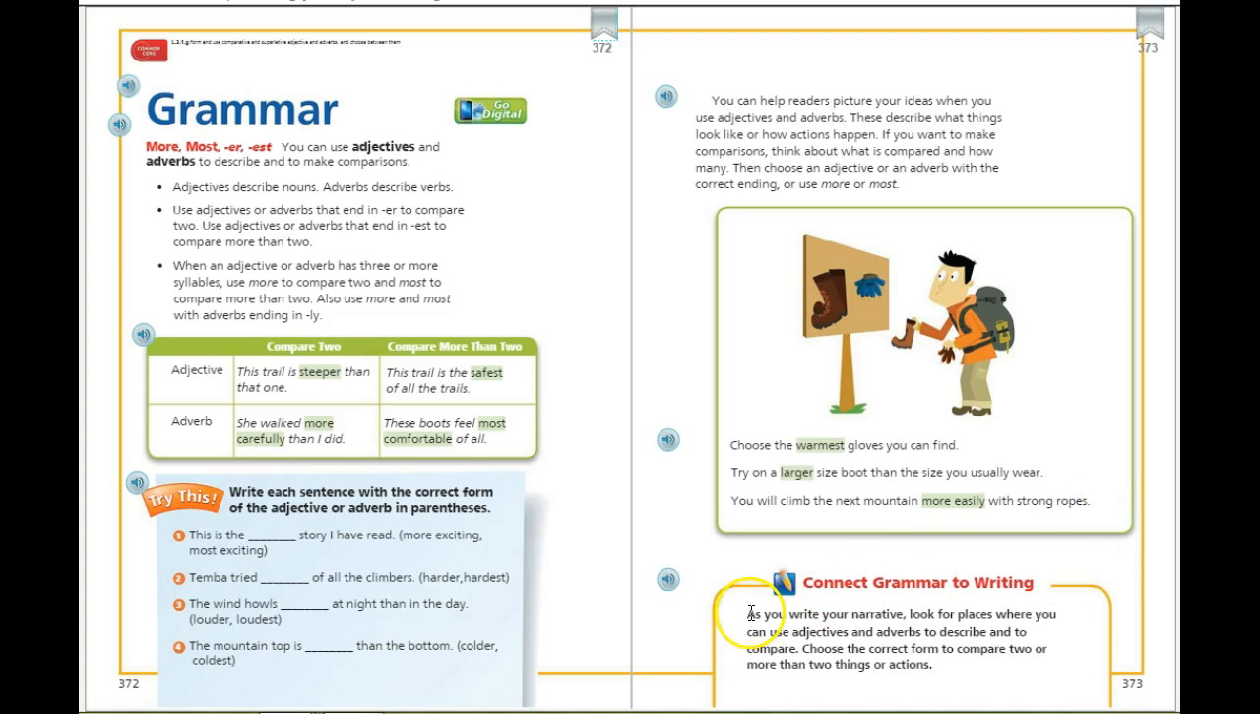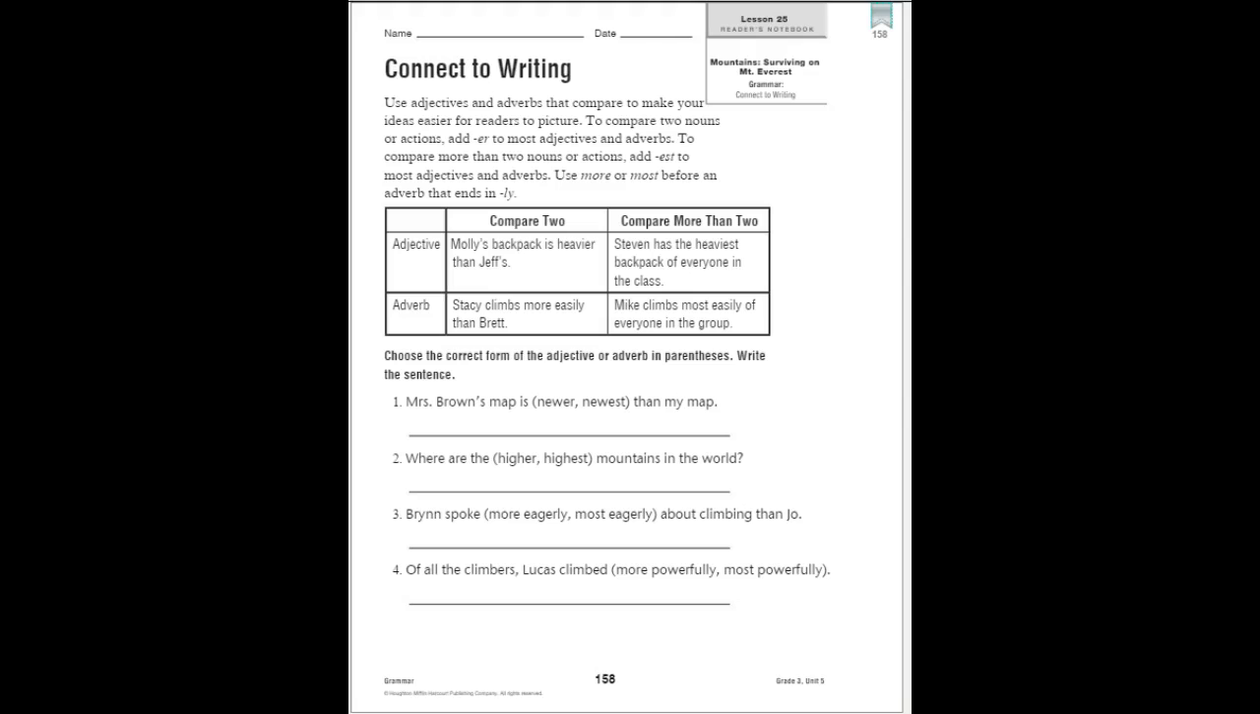Okay? As you write your narrative, look for places where you can use adjectives and adverbs to describe and to compare. Choose the correct form when you compare two or more than 2 things or actions. Right? We're going to connect this to writing in your reader's notebook. This is page 158 in your reader's notebook. We're going to connect adjectives and adverbs that compare to your writing. Okay, they again have all the information. You can read through this if you're still unclear what each of them is and how to make them agree with using more, most, and est.